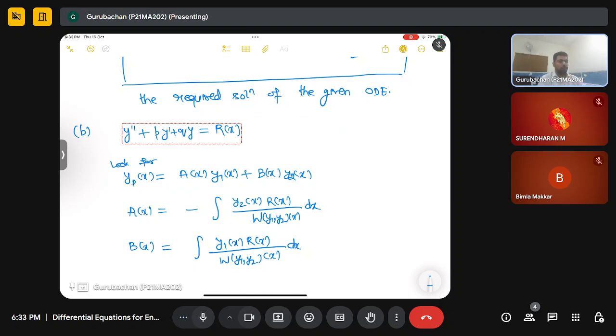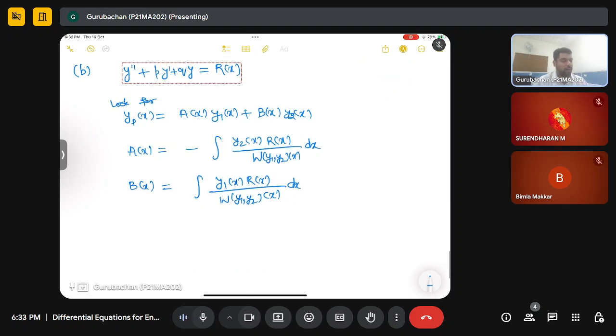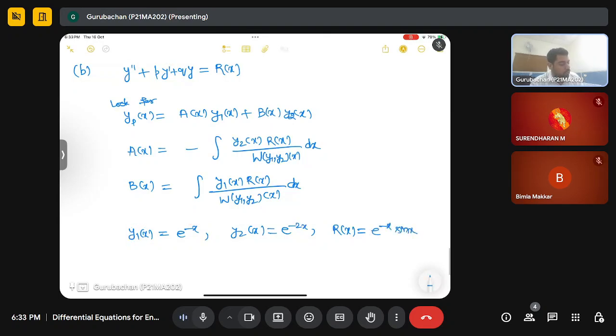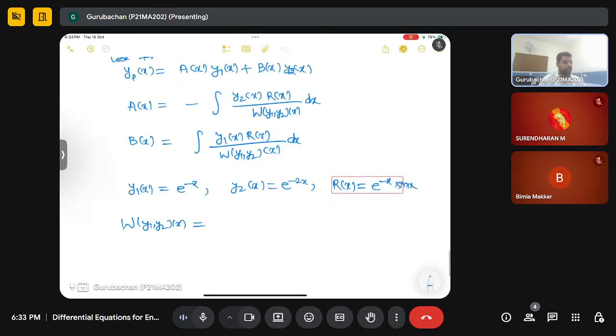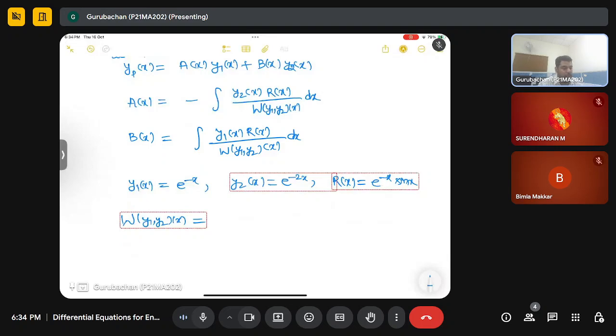It is correct. Now you need to apply it. You know y1, you know y2. Your y1 is e to the power minus x, y2 is e to the power minus 2x, and your r(x) is e to the power minus x sin x. So you need to first calculate the Wronskian, and then you have to substitute the values in the formulas for a(x) and b(x) and find out the particular integral or particular solution.